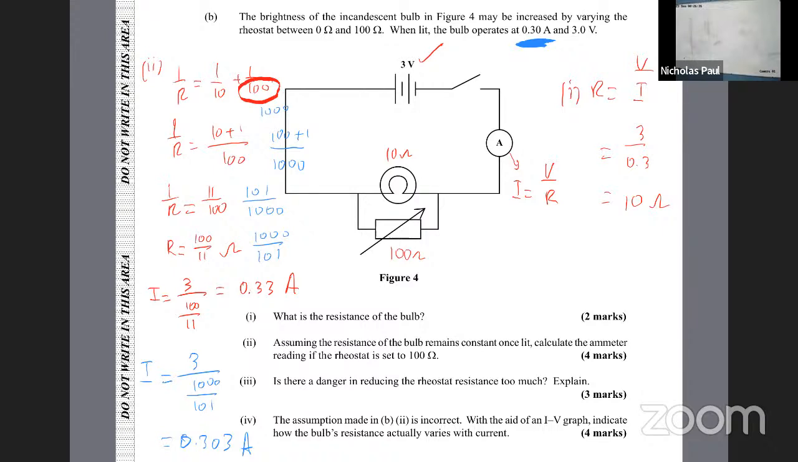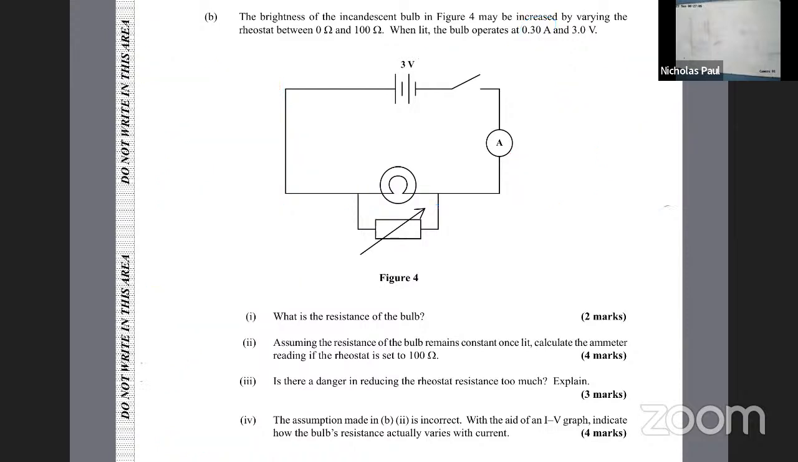I have to check back this working. What will normally happen is that if the resistance value here is too large, a larger current will flow. So that should blow the bulb, right? But the rating is 0.3. All right, I'll check back part 2. But in part 4, they said that the assumption made in 2 is wrong, not in 1, the one in 2.